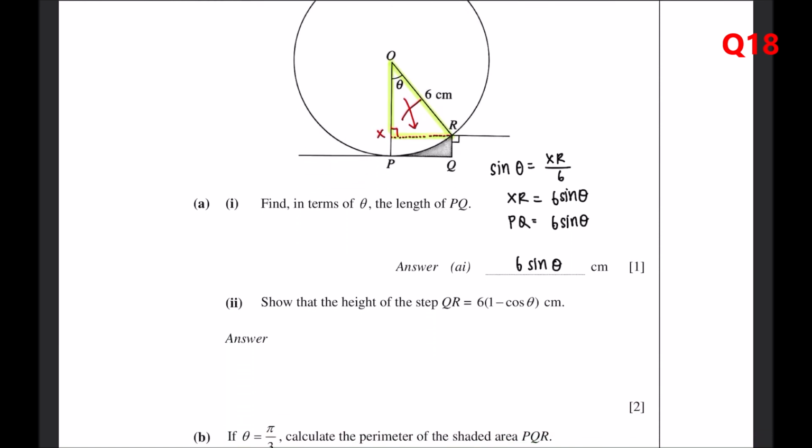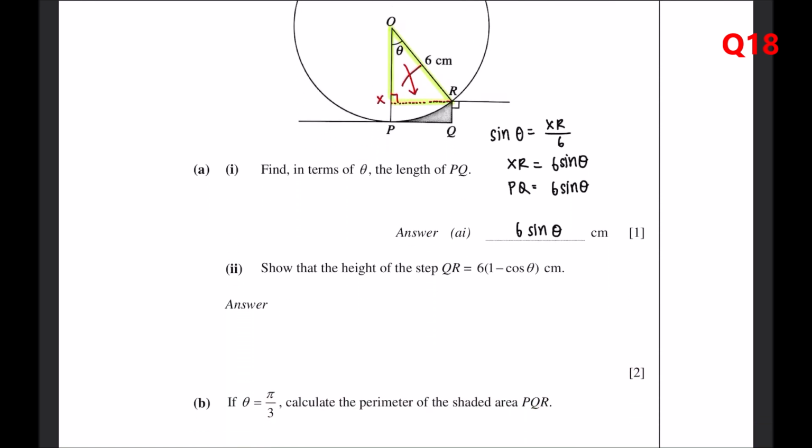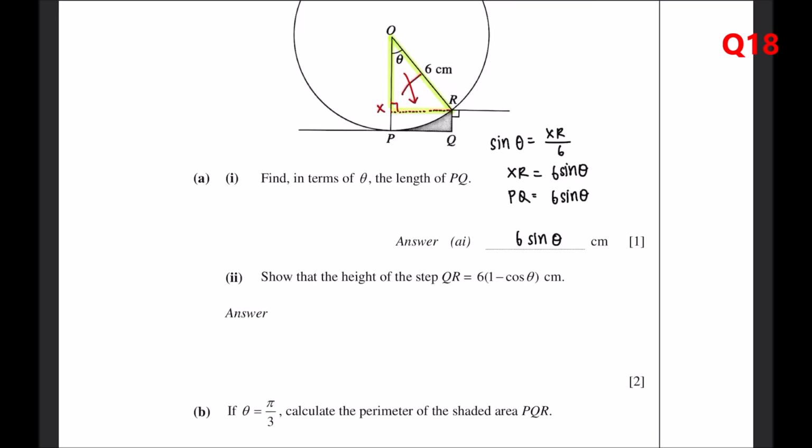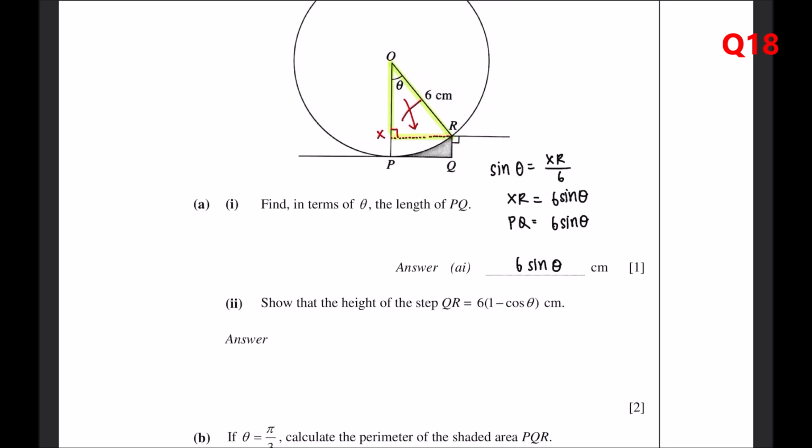Alright, part 2: show that the height of the step QR, so I have the step QR here, is equal to 6 open bracket 1 minus cosine theta, centimeters. So making use of the same right angle triangle, I know that OP here is the radius of the circle, which means this is also 6 centimeters. If I can find the length of OX, then I can also find the length of PX, which in other words is the length of QR.